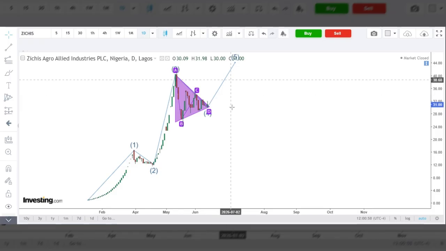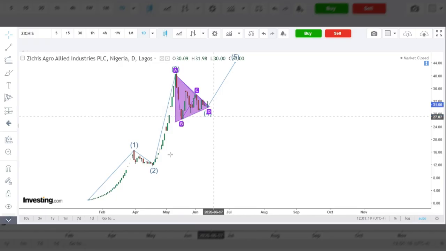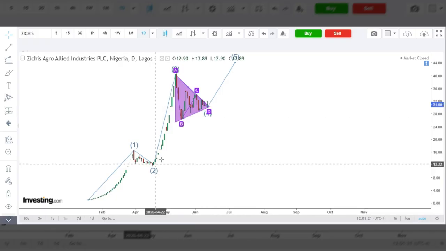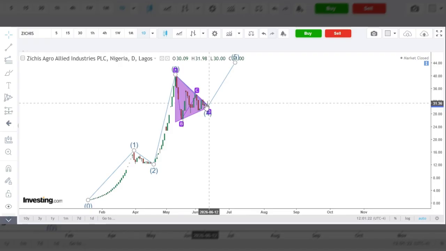However, it's going to be wave 5, and wave 5 always comes with divergence. That's one thing about wave 5. First, wave 5 comes with divergence, and again, it's also filled with emotional buying. You see emotional buyers, people that missed out on this first, especially this wave 3, will look forward to buying in this area, this 31, 30 naira area.